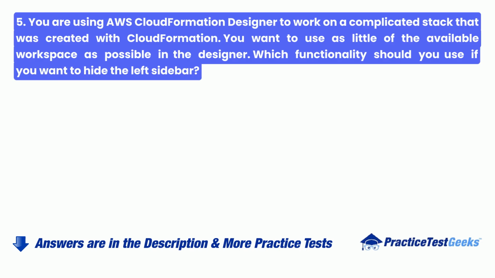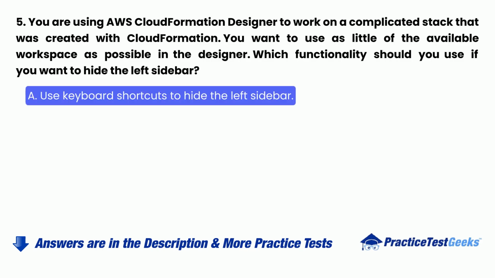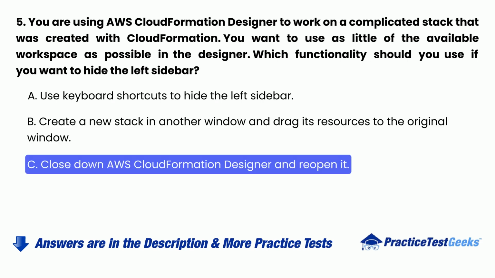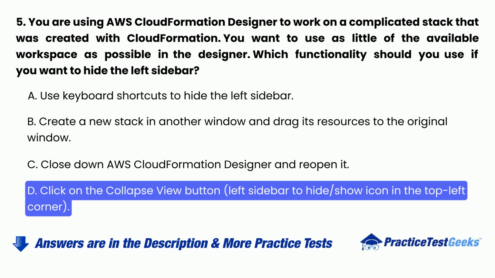5. You are using AWS CloudFormation Designer to work on a complicated stack that was created with CloudFormation. You want to use as little of the available workspace as possible in the designer. Which functionality should you use if you want to hide the left sidebar? A. Use keyboard shortcuts to hide the left sidebar. B. Create a new stack in another window and drag its resources to the original window. C. Close down AWS CloudFormation Designer and reopen it. D. Click on the Collapse View button or left sidebar to hide or show the icon in the top left corner.